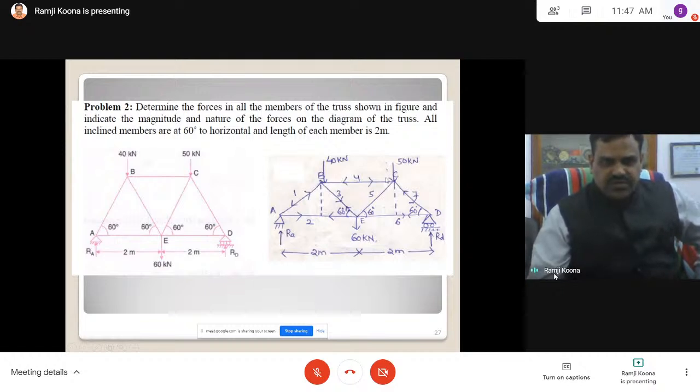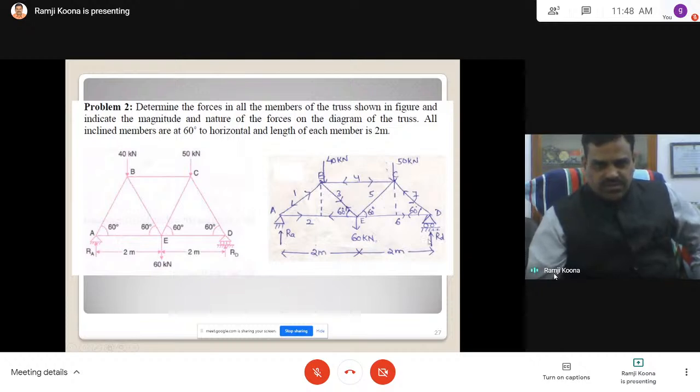Now see, this is a truss, not a frame, because loads are acting at the joints. The structure is of truss nature. These are the external loads, 3 loads: 40 kilonewtons, 50 kilonewtons, 60 kilonewtons. This is the hinge joint and this is the roller joint, with reactions RA and RD. The distances are 2 meters. All our inclinations are 60 degrees. From vertical it is 30, because the total summation is 180 degrees.